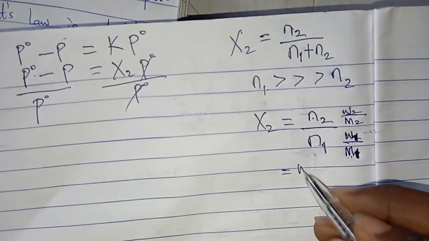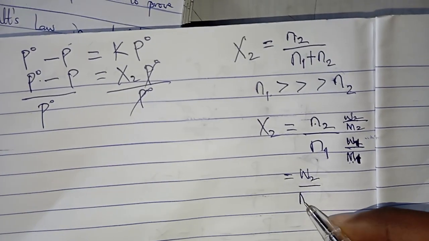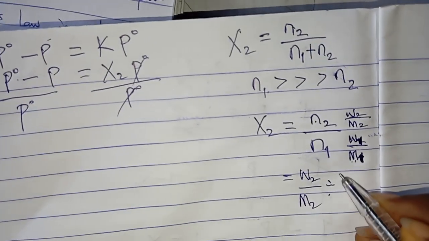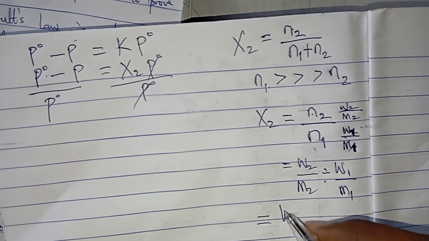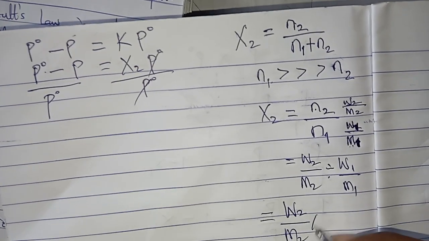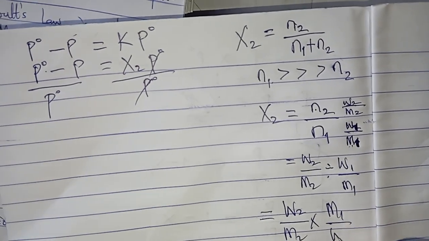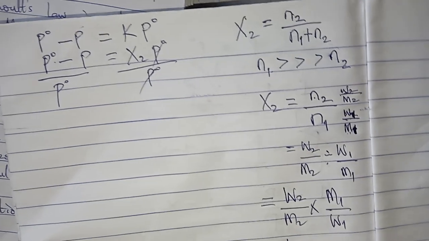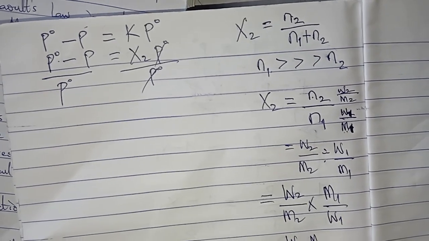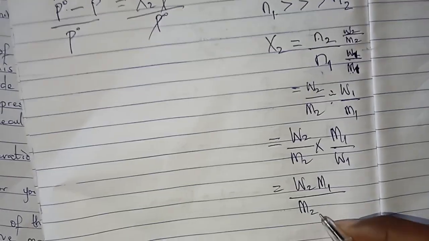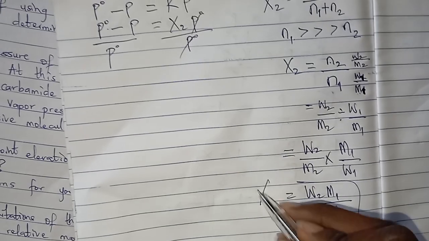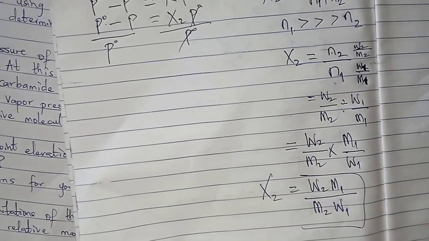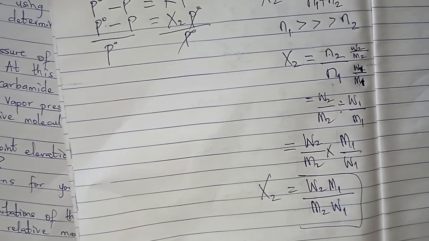So see, I have W2 over M2 divided by W1 over M1. Applying indices, this becomes W2 over M2 times M1 over W1. This is the same thing as saying W2 M1 all over M2 W1. So this is what I'm going to make use of. Anywhere I see X2, I use this to replace it. So X2 means mole fraction of solutes.